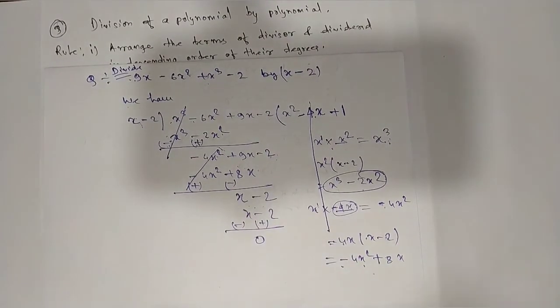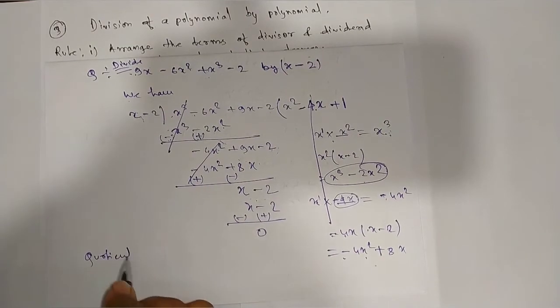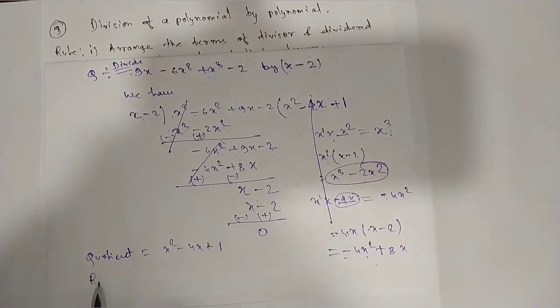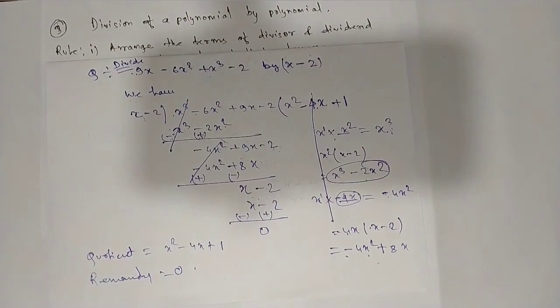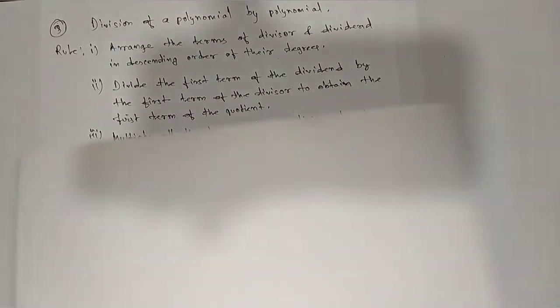Okay, so your answer is quotient is x square minus 4x plus 1, and remainder is 0. You need to write here remainder is 0. Okay, we'll see one more problem. So let's check one problem.